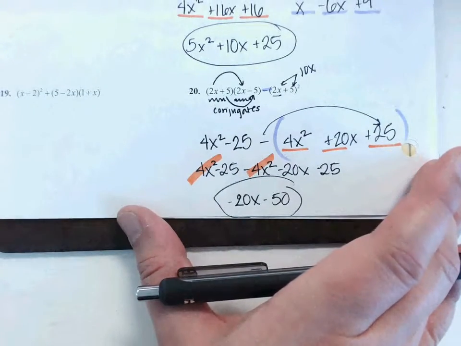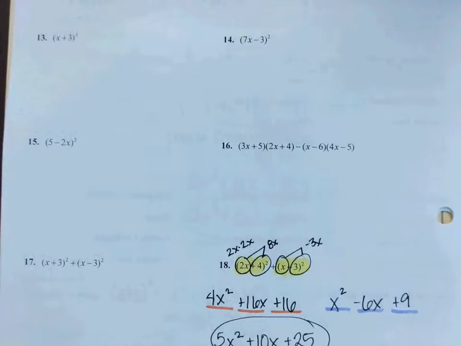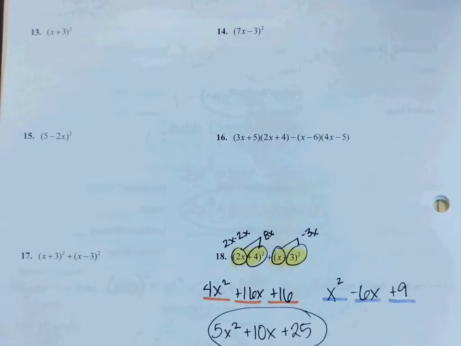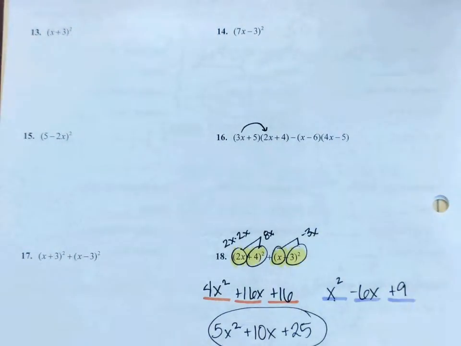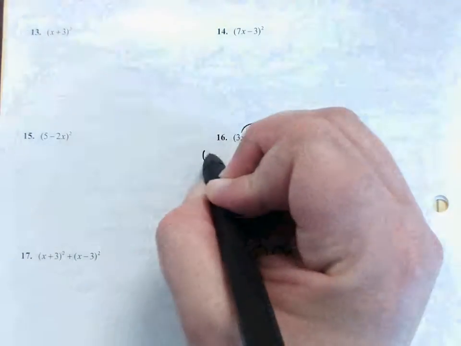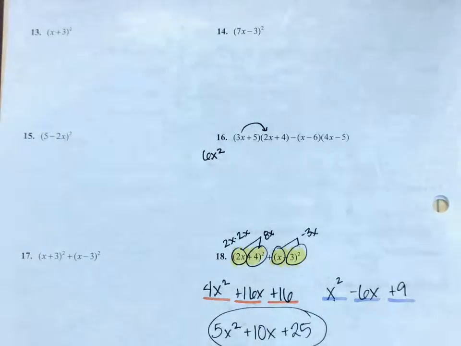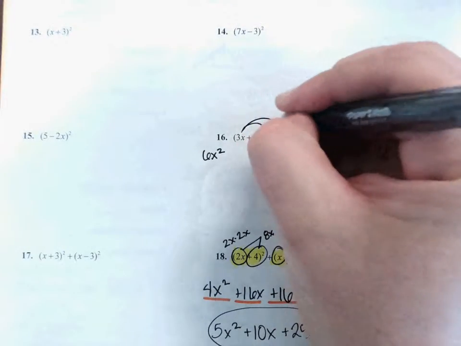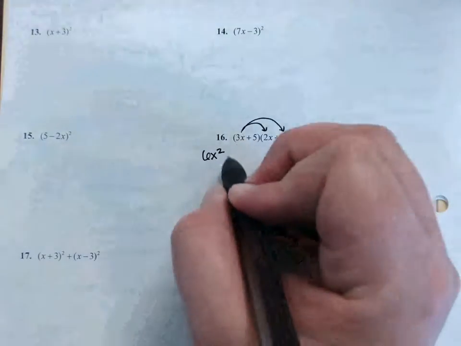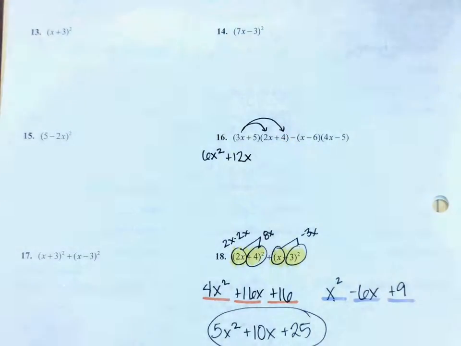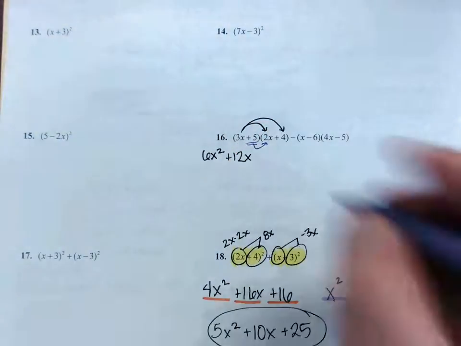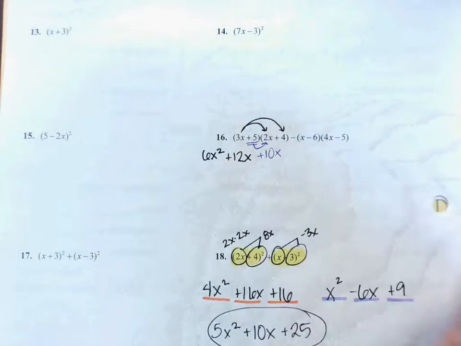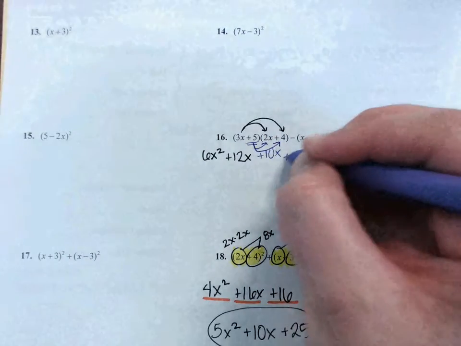First thing I want you to do is look and see if you see any shortcuts. No. No shortcuts. So we're going to just times it out. 3x times 2x is 6x, and if they both had an x, now it's an x squared. Okay, then I do 3x times 4, 12x. Okay, then I'm going to move to my second term, which was a plus 5. 5 times 2x is 10x, and 5 times plus 4 is 20.